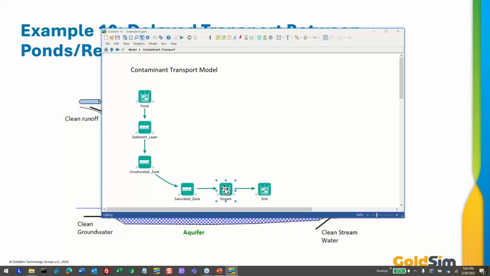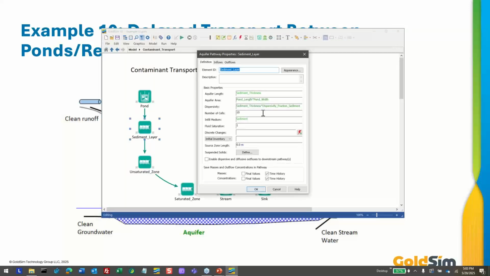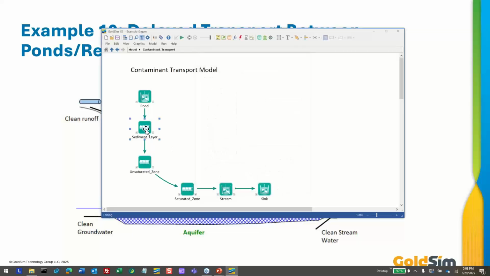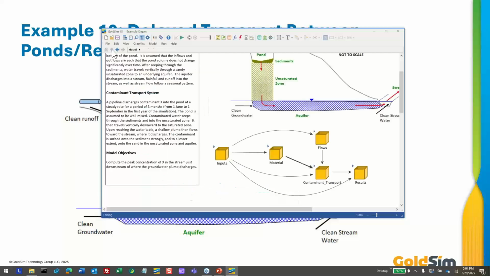Could be another pond. We could have maybe discharged into another pond. These aquifer elements have properties like how long are they, what's their area, what's their dispersivity, and what are they full of. They basically solve the one-dimensional advection dispersion equation, right? That's what they're doing. So there's going to be delay from this concentration showing up down in the stream. There's also going to be dilution in this particular case.